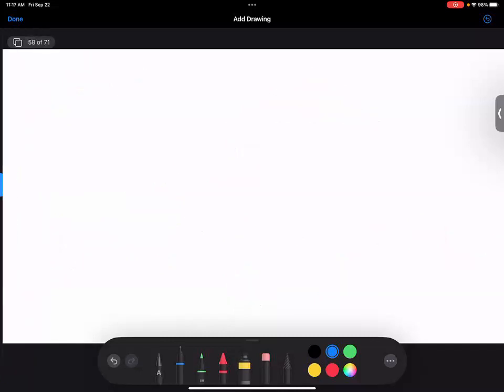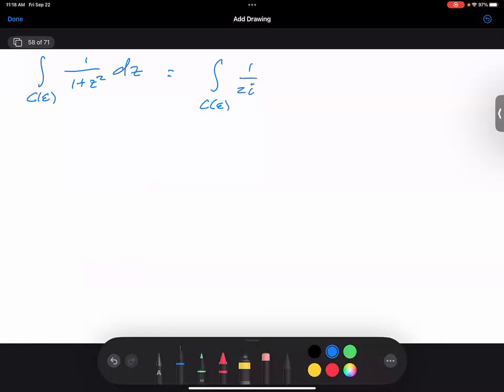Okay, so now I want to integrate over the circle of radius epsilon of 1 over 1 plus z squared dz. I'm now going to have the circle oriented correctly because we just move it over to the other side. All right, so this is the same as integrating over the circle of radius epsilon. I have that factor of 1 over 2i, and I have 1 over z minus i minus 1 over z plus i dz.